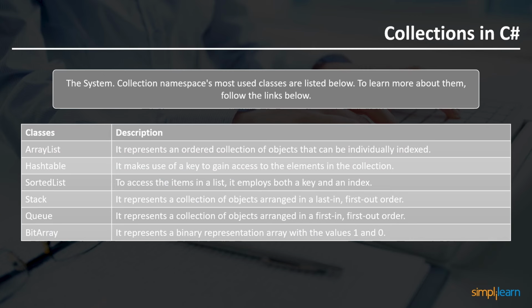First, we have the ArrayList class. It represents an ordered collection of objects that can be individually indexed. The next class is hashtable. It makes use of a key to gain access to the elements in the collection. Following that, we have sorted list. To access the items in a list, it employs both a key and an index. After that, we have the stack class. It represents a collection of objects arranged in last in first out order. Next, we have the queue class. It represents a collection of objects arranged in first in first out order. Last but not the least, bit array. It represents a binary representation array with values 1 and 0.